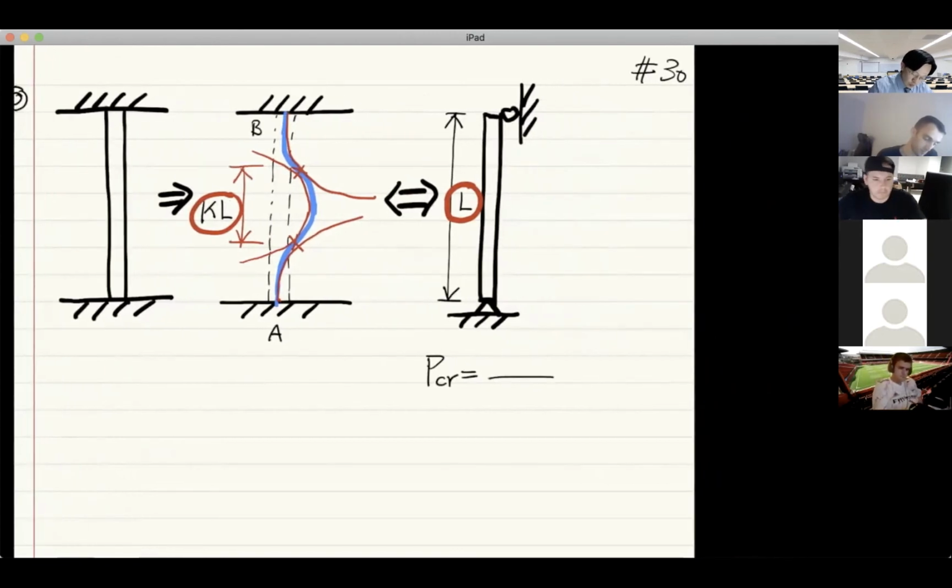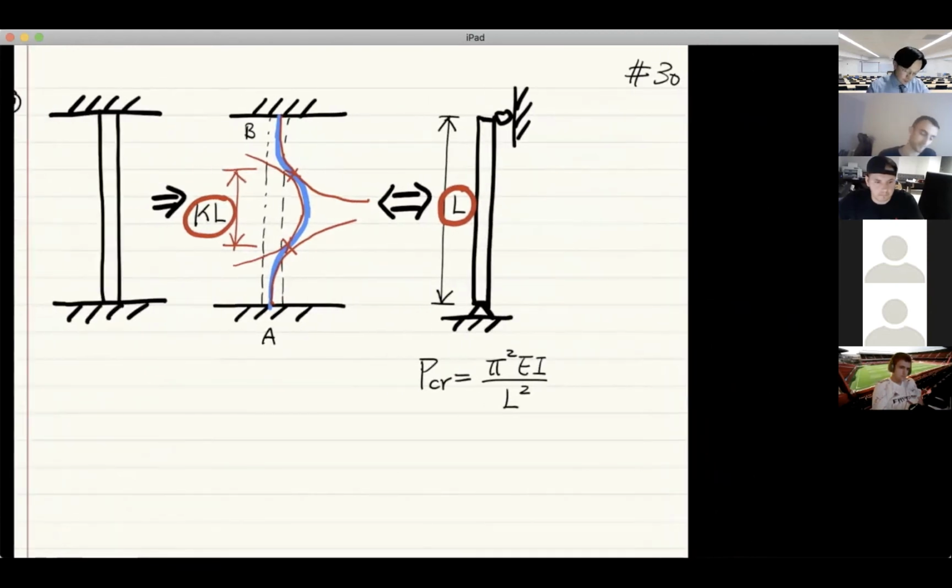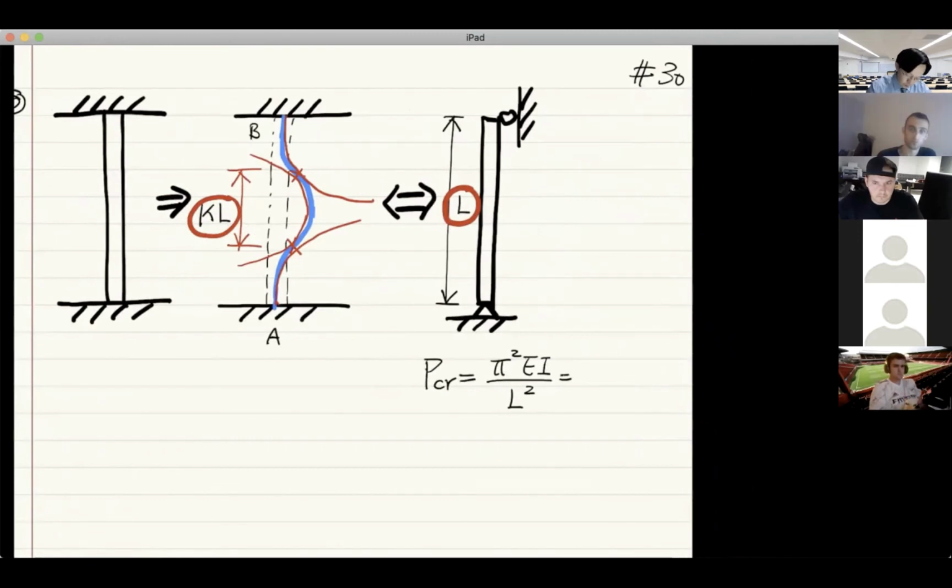This equals pi squared times EI over L squared. Now this particular load is also what we call Euler's load, and has a special name called P sub E, in honor of the great mathematician Leonhard Euler. So this is just a definition. Whenever we use this value or expression P sub E, that just means this. In other words, P sub E is a constant.